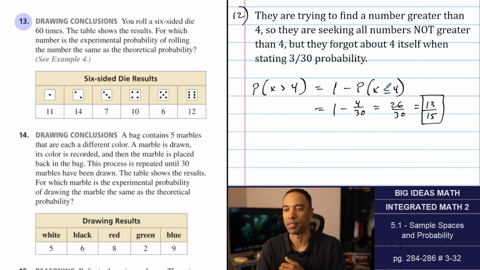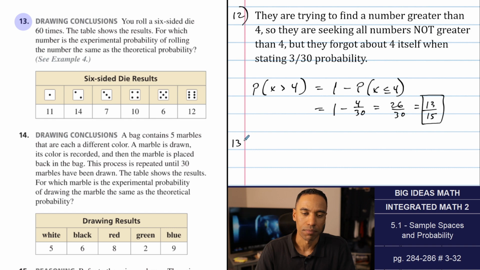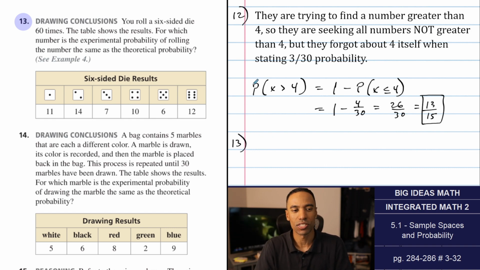All right, let's go to number 13. So, number 13, you roll a 6-sided die 60 times. Sounds like an experimental probability. The table shows the results. For which number is the experimental probability of rolling the number the same as the theoretical probability?